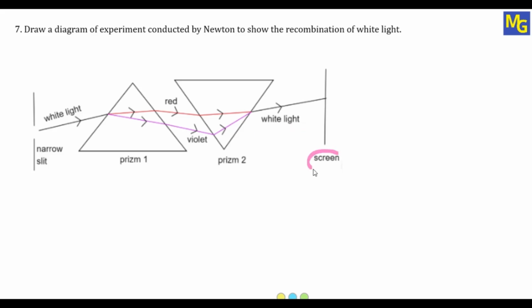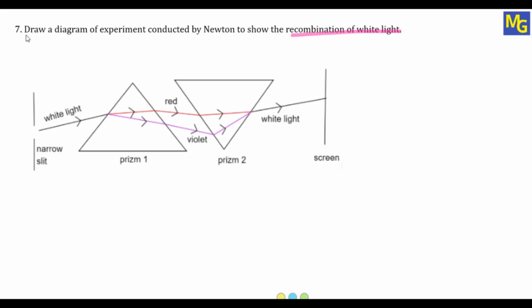And here there is a screen which will record that white light. So why is it called recombination? First it was a white light split into 7 colors. These all 7 colors will again combine together and again it comes out as a white light. So it is called recombination of white light. So this is a diagram of recombination of white light.